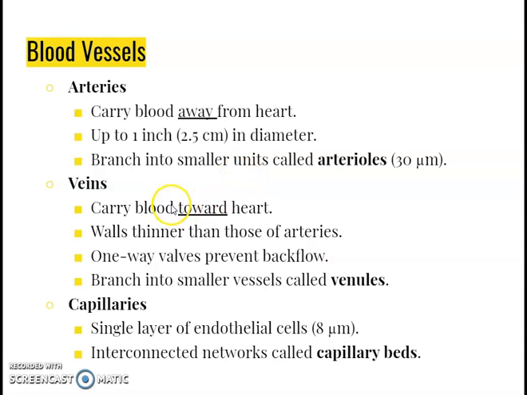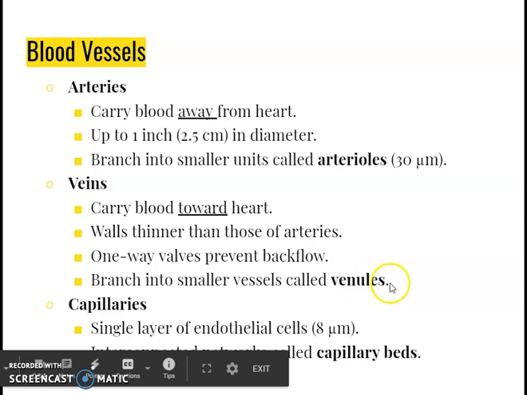Veins carry blood back to the heart. Okay, and these are thinner than arteries because think of it. You've had the blood going through all the arteries into the tissues and then being collected by the veins. So it's now a low pressure system. So these can be thinner walled. And one of the problems with veins is you don't want the blood to go back in the wrong direction. So there are a variety of one-way valves that help prevent that backflow. And just like smaller arteries are called arterioles, smaller veins are called venules.